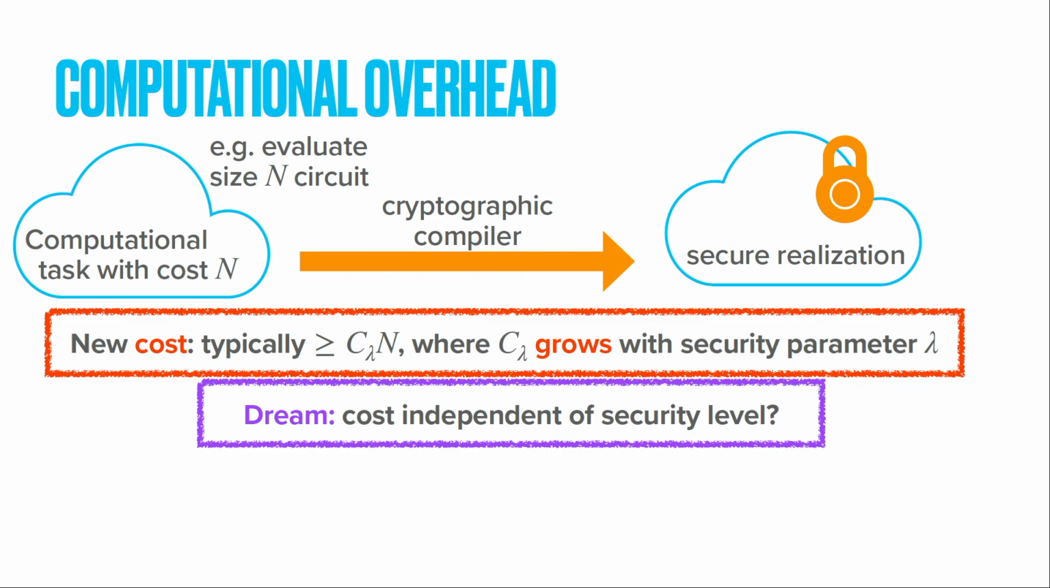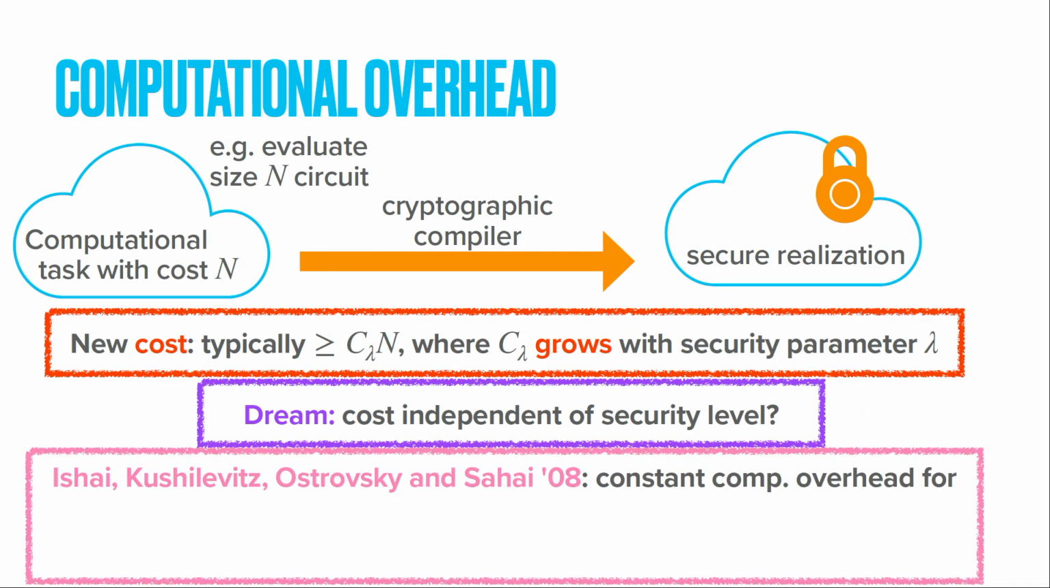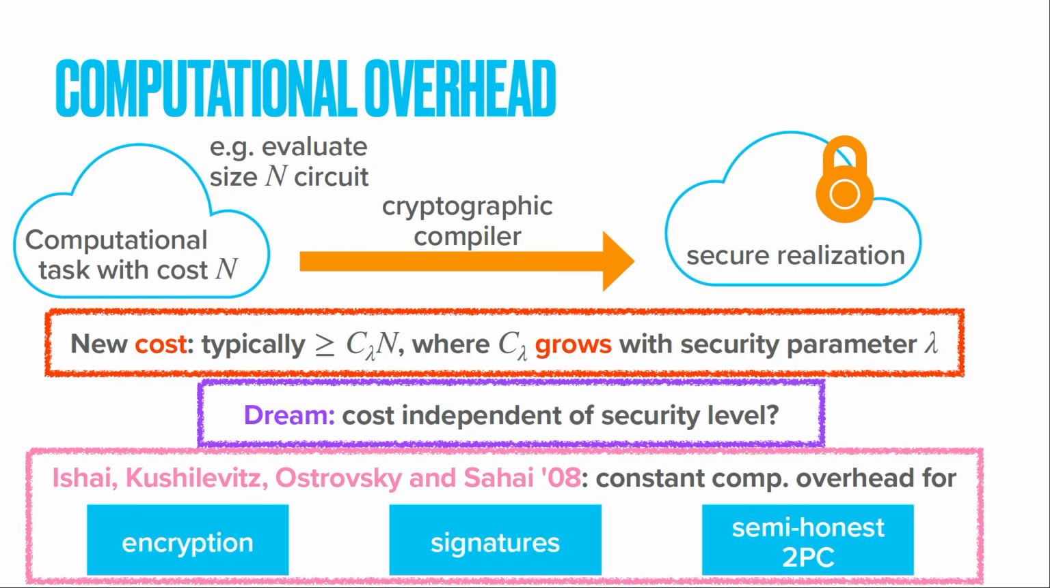If you reflect, maybe this seems a bit unreasonable. Maybe you have to protect each step in some way, so you should have some cost which depends on the security parameter. But it turns out that for many natural tasks, it was already shown by Ishai, Kushilevitz, Ostrovsky, and Sahai in 2008 that we can have constant computational overhead for things like encryption, signatures, and most relevantly for this talk, the case of semi-honest two-party computation.